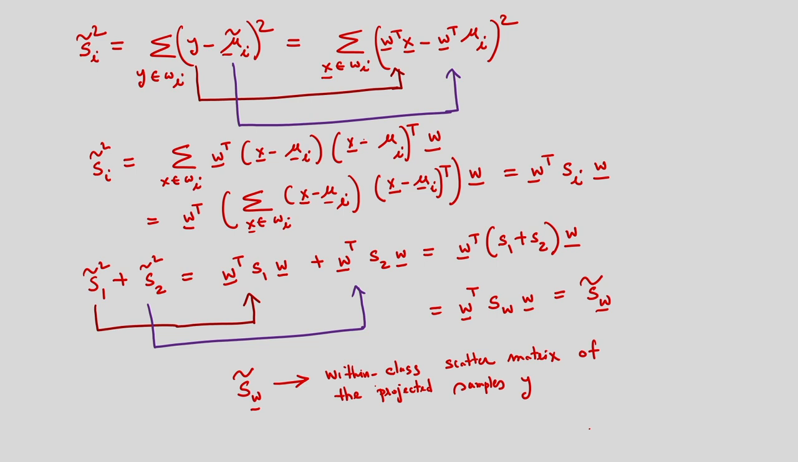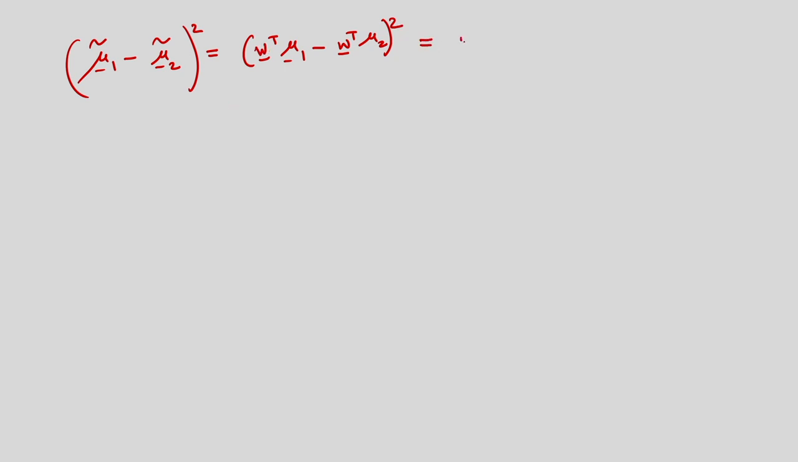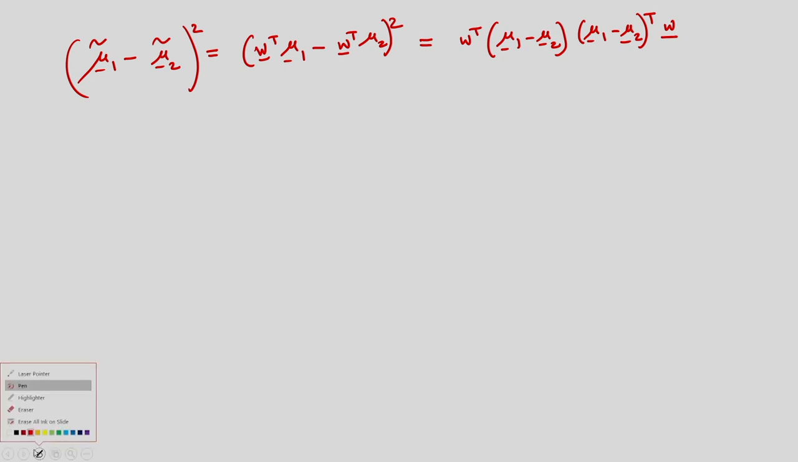Similarly, the difference between the projected means in y space can be expressed in terms of the means in the original x space. Let us move to the next slide. We can determine mu 1 tilde minus mu 2 tilde square, which is equal to W transpose mu 1 minus W transpose mu 2 whole square, which is equal to W transpose mu 1 minus mu 2 times mu 1 minus mu 2 transpose W.